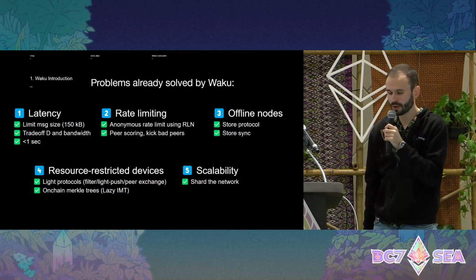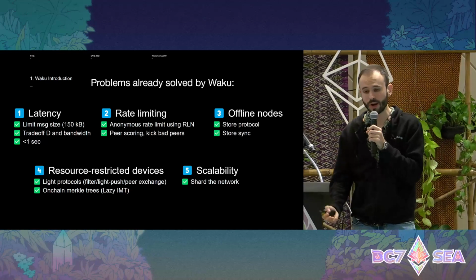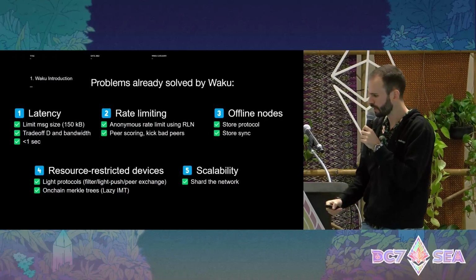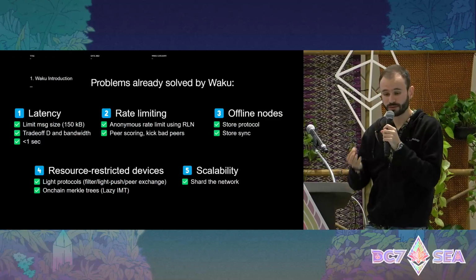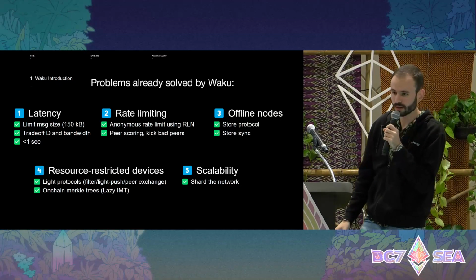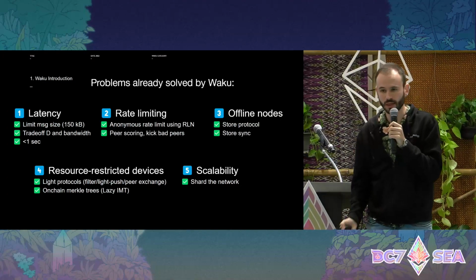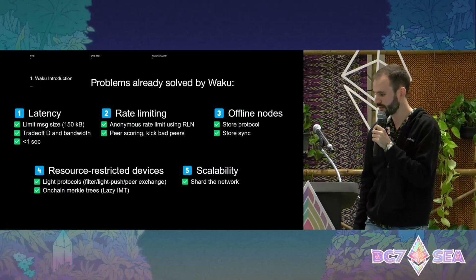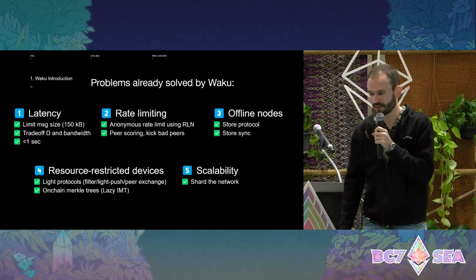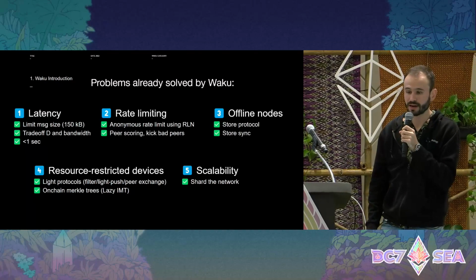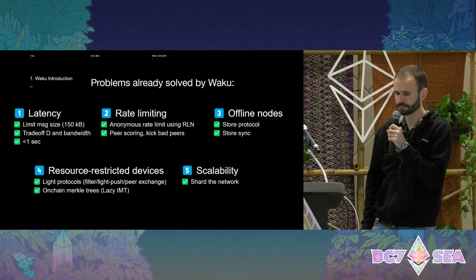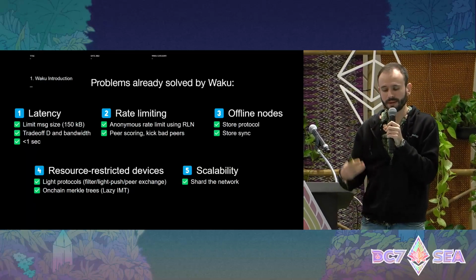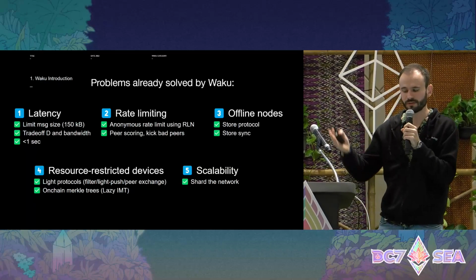The fourth problem we have solved is running Waku in resource-restricted devices, because running a full node, as you know, like in Ethereum, right? You can't run a full node in your phone. It will drain the battery and you will run out of memory super fast. So for Waku, we have designed light protocols. They are called filter and light push. These light protocols allow you to use the network and publish a message, for example, on behalf of another peer.